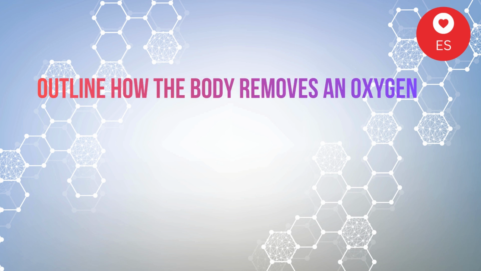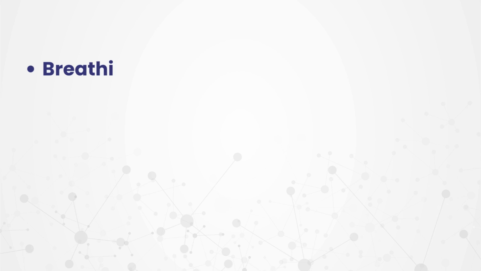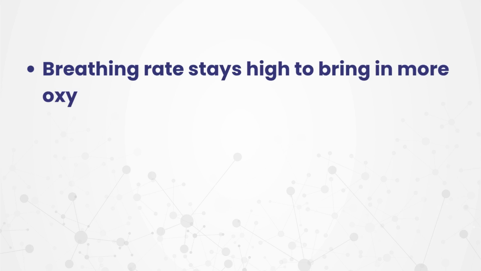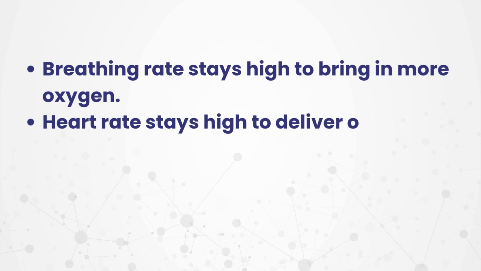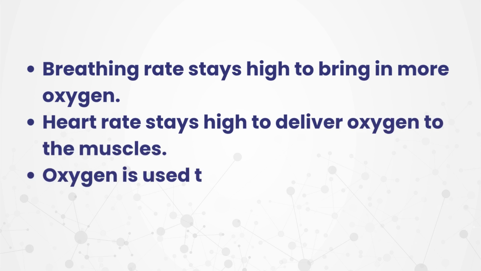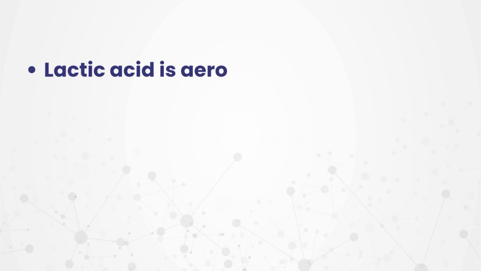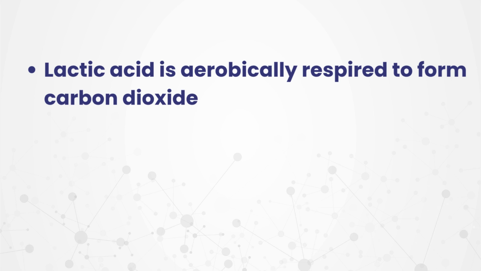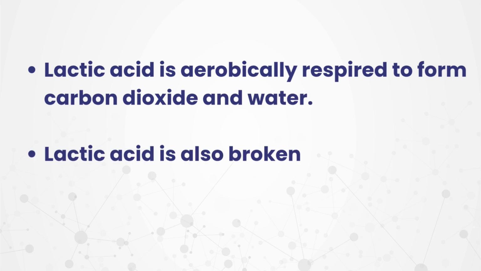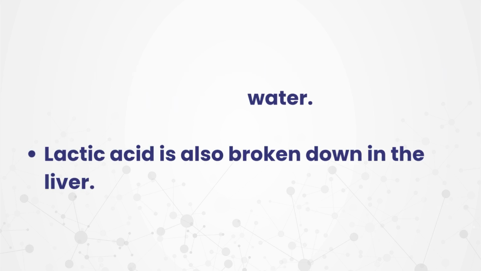Outline how the body removes an oxygen debt. Breathing rate stays high to bring in more oxygen. Heart rate stays high to deliver oxygen to the muscles. Oxygen is used to break down lactic acid. Lactic acid is aerobically respired to form carbon dioxide and water. Lactic acid is also broken down in the liver.